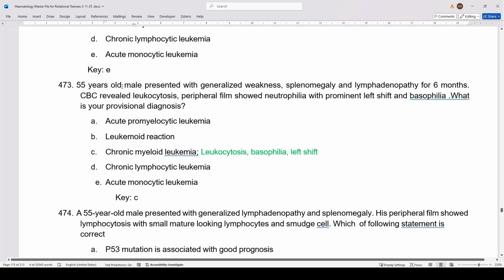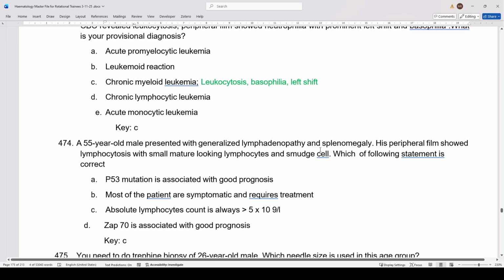Next is a 55-year-old male presented with generalized weakness, splenomegaly, lymphadenopathy for 6 months. CBC revealed leukocytosis, peripheral film showed neutrophilia with prominent left shift and basophilia. Whenever there is leukocytosis, neutrophilia with left shift, we have myelocytes, metamyelocytes, the immature forms of the neutrophils, and there is basophilia. So our provisional diagnosis will be chronic myeloid leukemia.